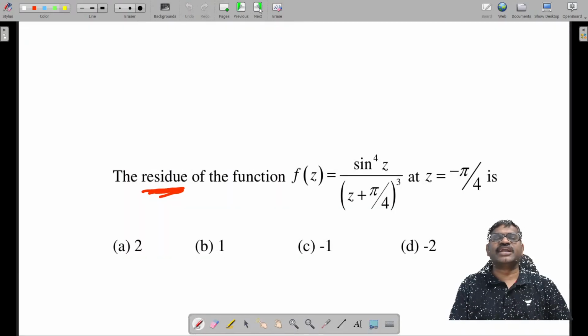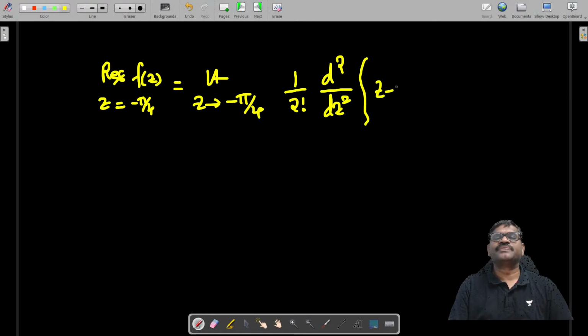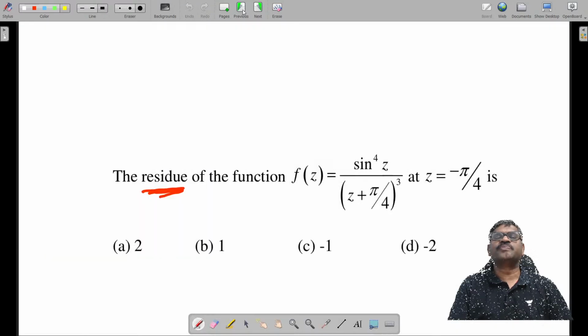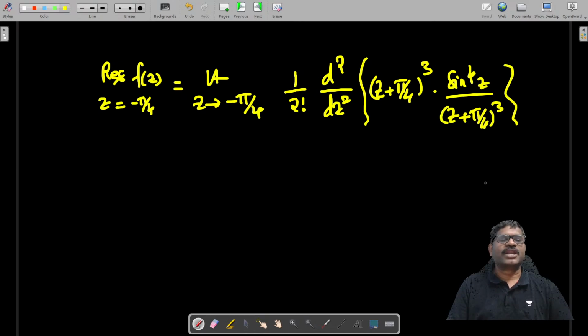Residue of f of z at z equal to minus pi by 4. That is 1 by 2 factorial d square by dz square of z plus pi by 4 whole cube into sine power 4z by z plus pi by 4 whole cube. Okay?